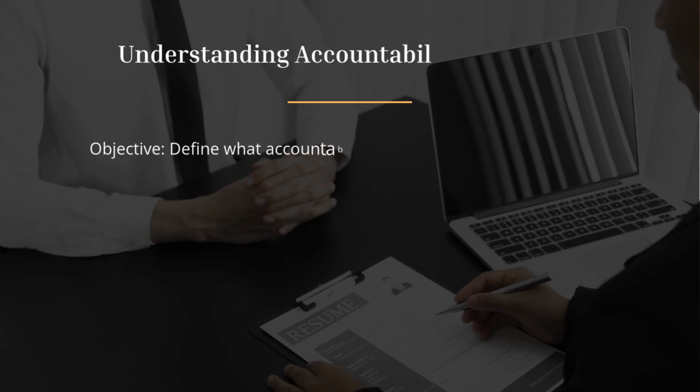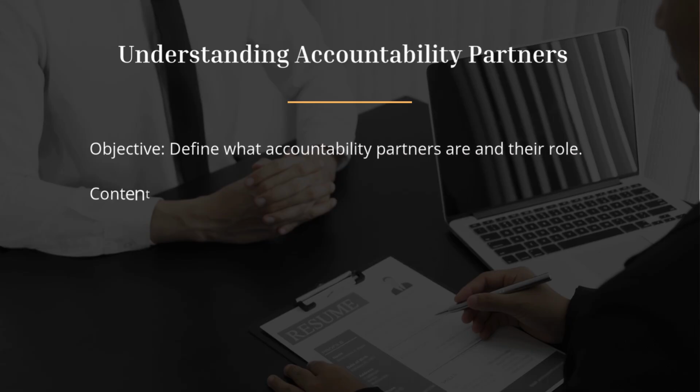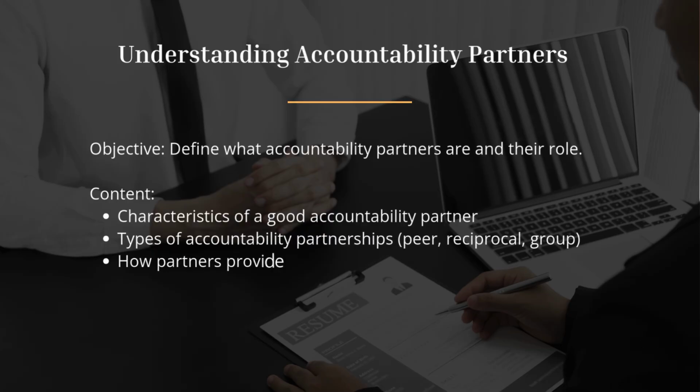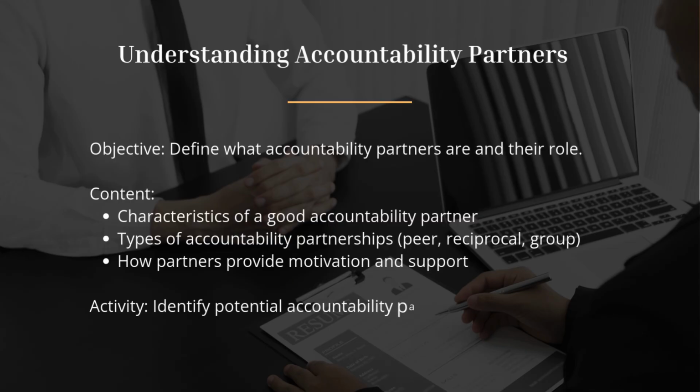Understanding accountability partners. Objective: define what accountability partners are and their role. Content: characteristics of a good accountability partner. Types of accountability partnerships: peer, reciprocal, group. How partners provide motivation and support. Activity: identify potential accountability partners in your network.